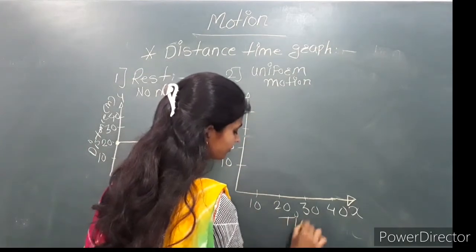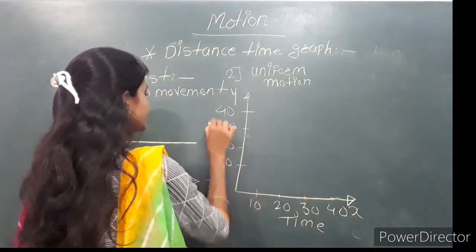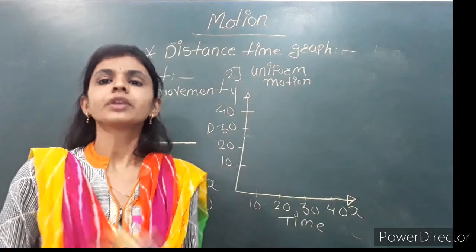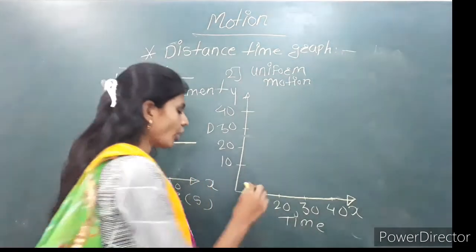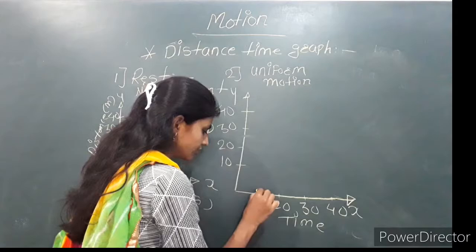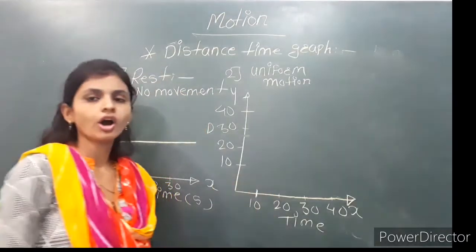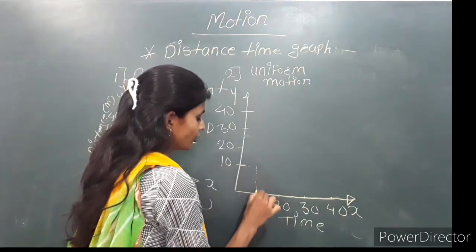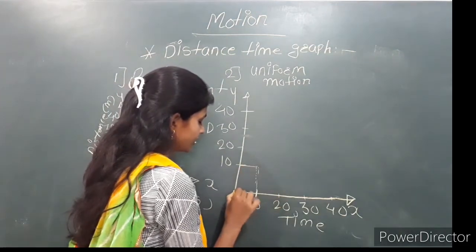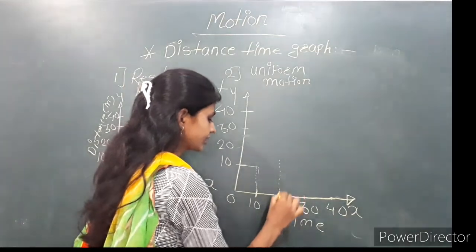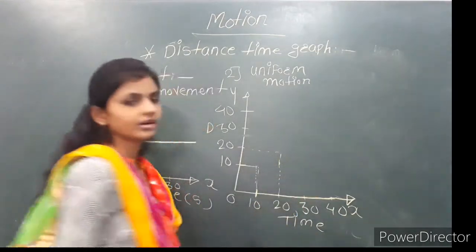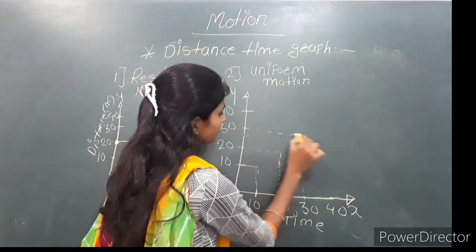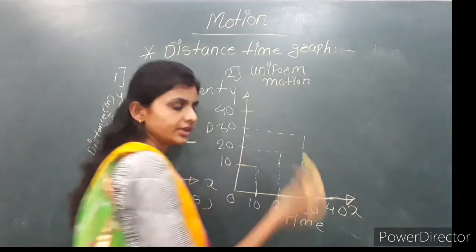So here is the time and distance d. Let us consider uniform motion. In the first case, the object covers 10 meter distance in 10 seconds. In the second case it covers again 10 meter in 10 seconds. Third, again 10 meter in 10 seconds.